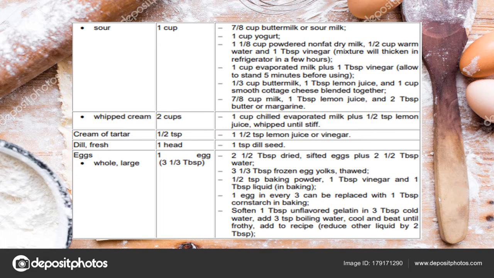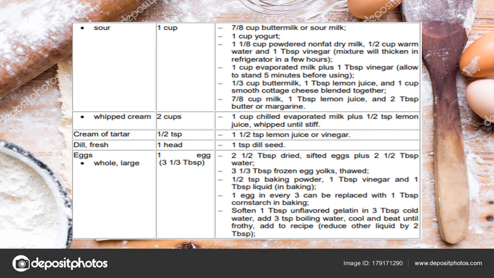Eggs, whole, large, 1 egg, 3 and 1/3 tablespoons. 2 and 1/2 tablespoons dried sifted eggs plus 2 and 1/2 tablespoons water. 3 and 1/3 tablespoons frozen egg, thawed. 1/2 tablespoon baking powder, 1 tablespoon vinegar, and 1 tablespoon liquid in baking. 1 egg in every 3 can be replaced with 1 tablespoon cornstarch in baking.